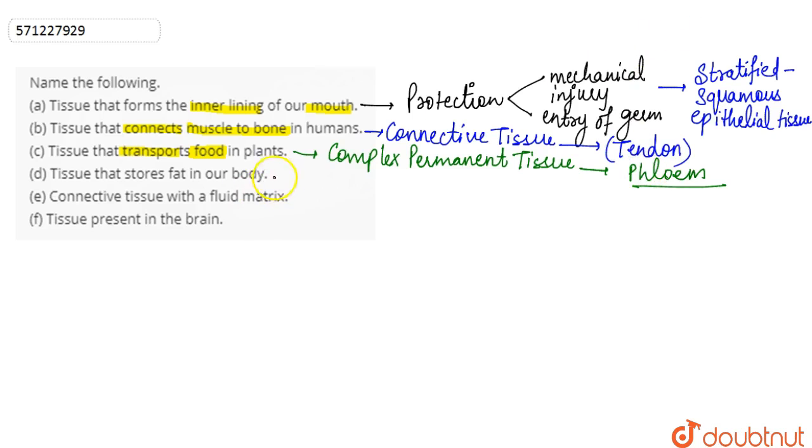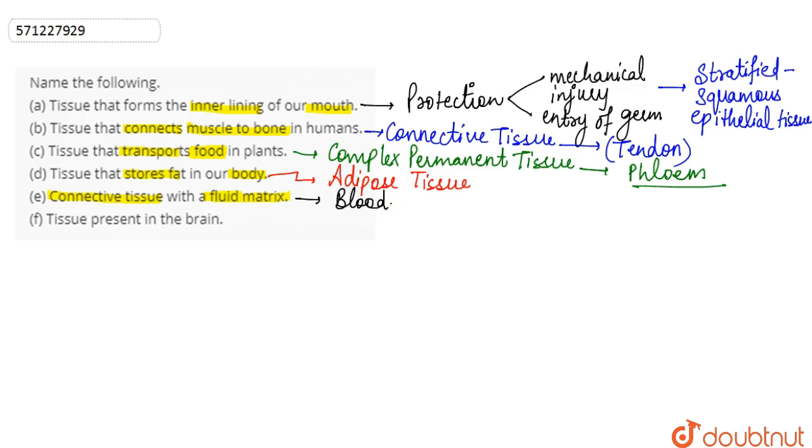Now if we move on to the next part, the tissue that stores fat in our body. So the fat in our body is stored in the adipose tissue, right? Then the next tissue that we have here is the connective tissue with a fluid matrix. So in our body there is only blood and lymph which is present in a fluid form, right? So the connective tissue with the fluid matrix is the blood, right?